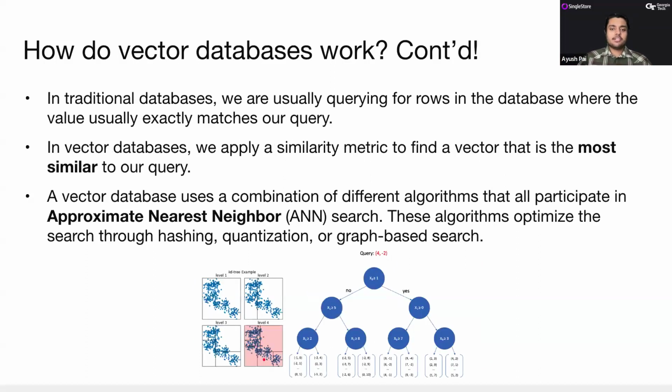So vector databases fundamentally alter the querying paradigm from exact matches to similarity-based matches that I was talking about, right? So instead of seeking precise value correspondence as in traditional databases, vector databases utilize these similarity metrics to determine the vectors closest to the query in the vector space. And that's how it's finding it. It's not using exact matches, it's using similarity metrics.